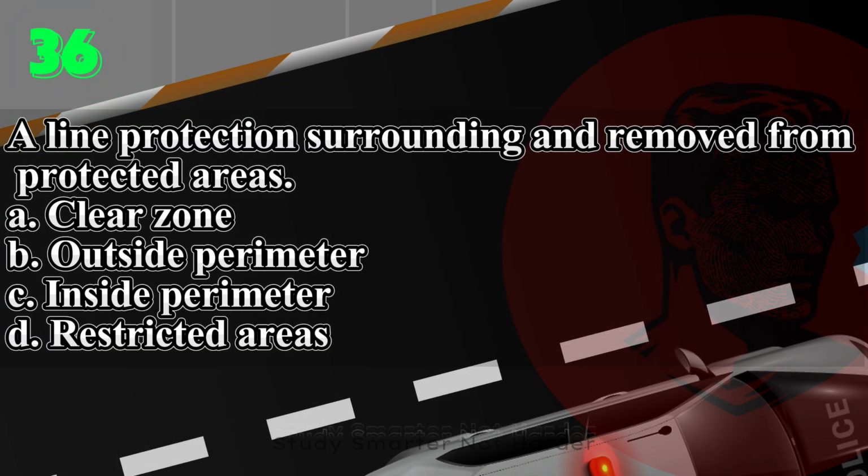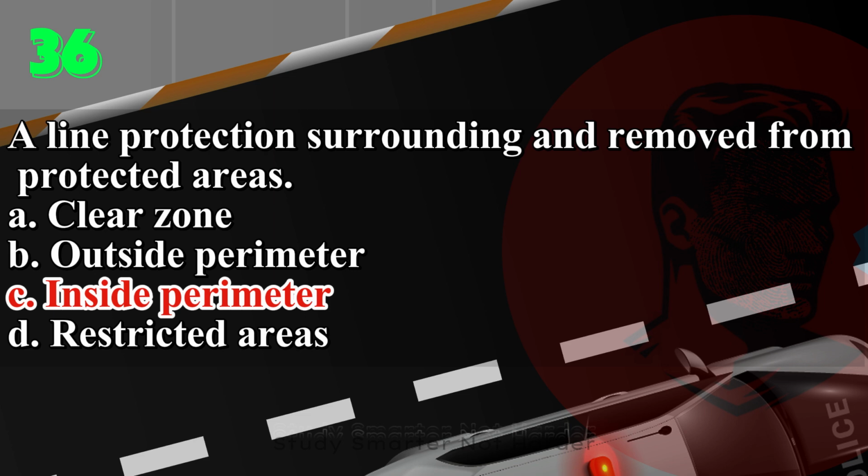36. A line protection surrounding and removed from protected areas. A. Clear zone. B. Outside perimeter. C. Inside perimeter. D. Restricted areas. Answer: C. Inside perimeter.